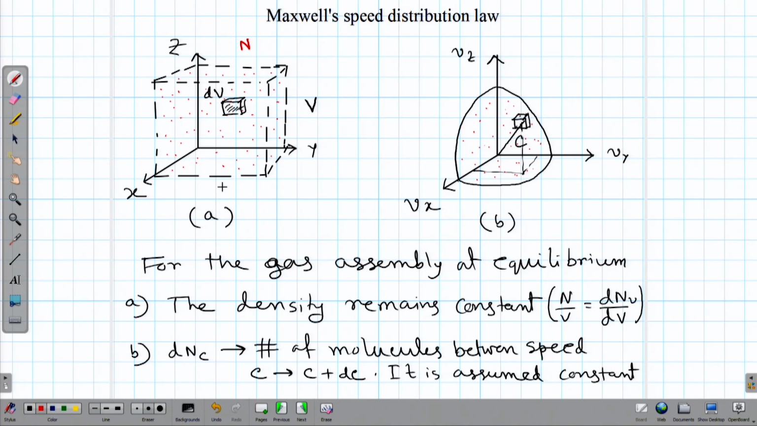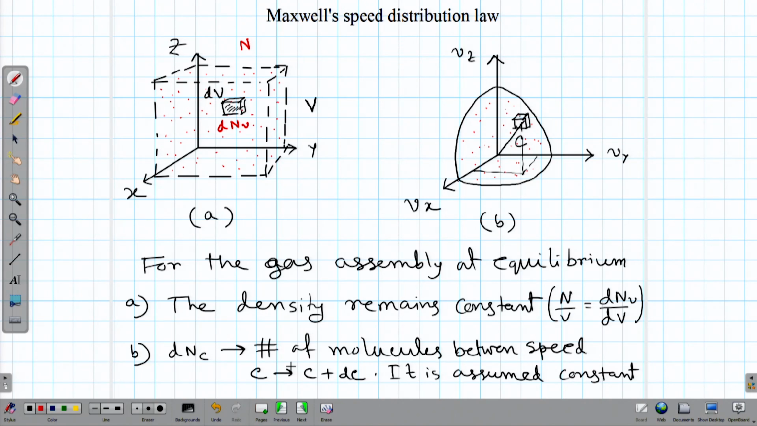And let me tell you one thing, the shape of this container is not important. What is important is the total volume. Let us assume that there is a small volume dV that contains a small number dN_V of these molecules. From the postulate we can conclude that the density of this gas assembly remains constant, because all the directions are equally probable and there is no velocity or temperature or pressure gradient inside the system. These are all written in this postulate.